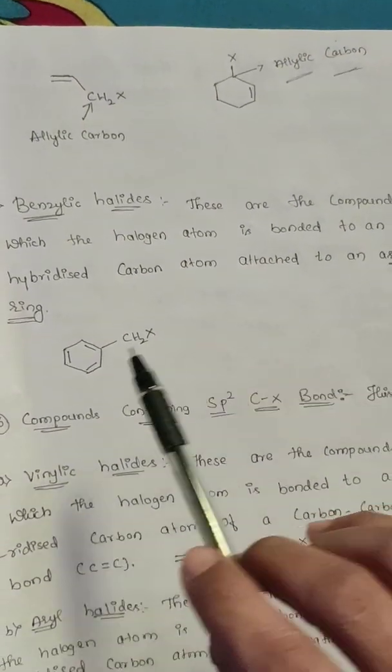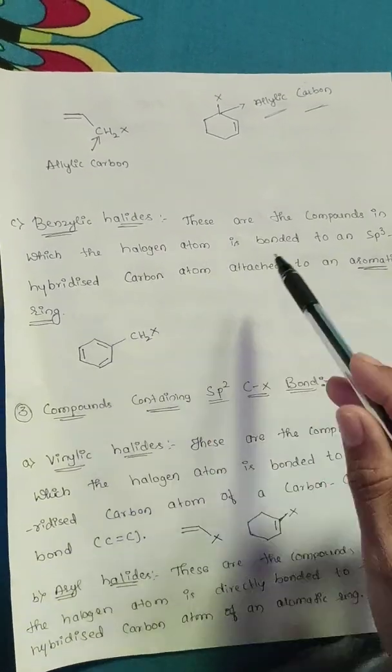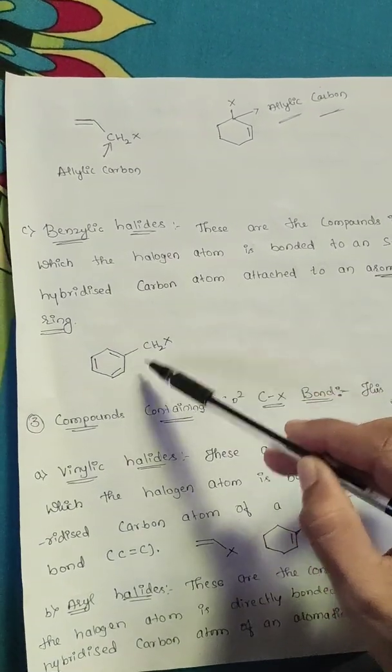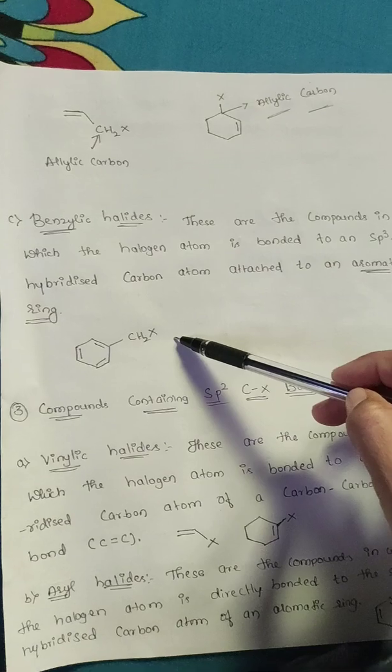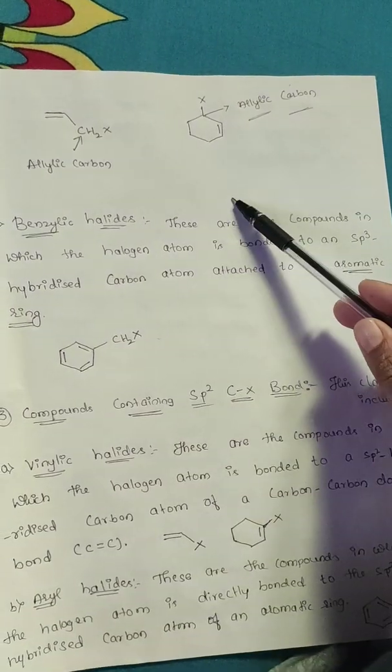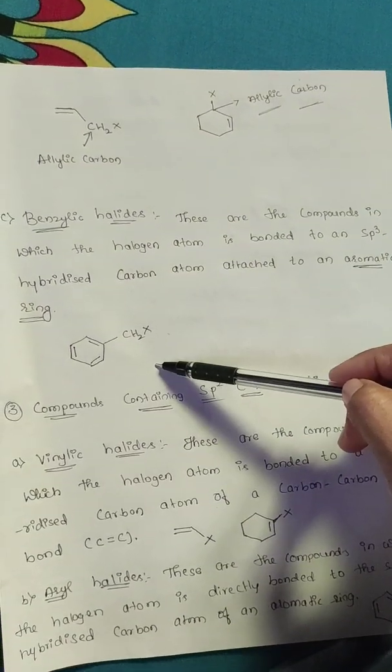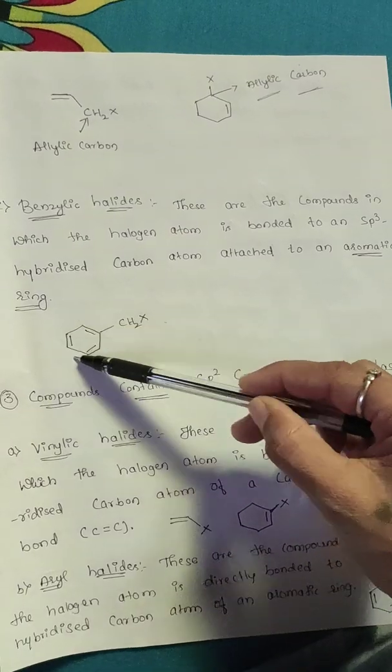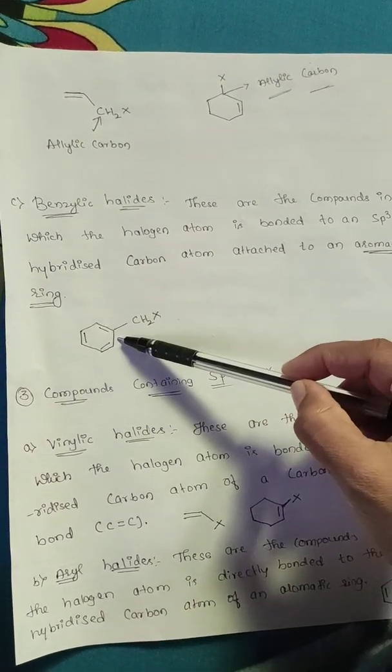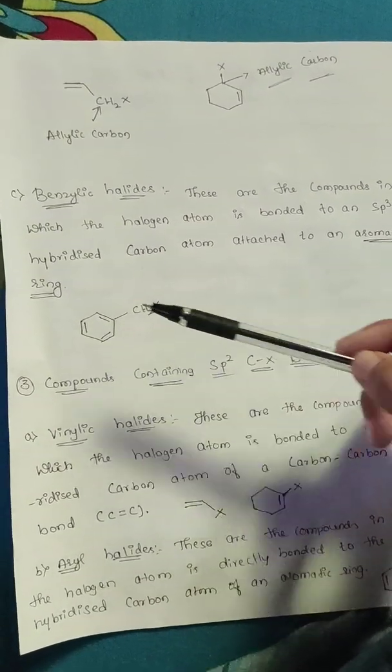The third one, benzylic halides. Benzylic halides are similar. The difference from allylic is that allylic is an aliphatic system, while here it is an aromatic system, meaning a benzene ring must be present. Such types of halides are called benzylic halides.